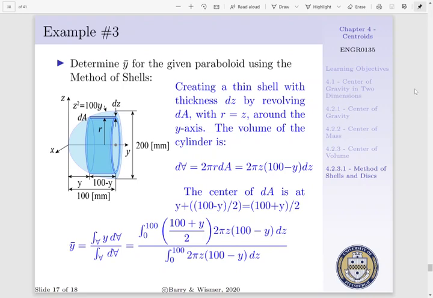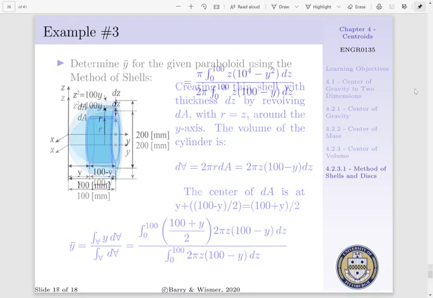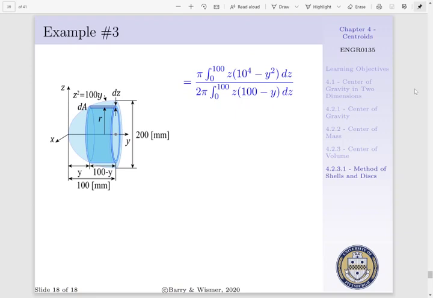Now, y bar is equal to the integral with respect to volume of y dV per the integral with respect to volume of dV. If we populate the numerator, we have the integral from 0 to 100 of y, which is expressed as 100 plus y per 2, times 2 pi z times the quantity 100 minus y dz. And this is per the integral from 0 to 100 of 2 pi z times the quantity 100 minus y dz. This is equal to pi times the integral from 0 to 100 of z times the quantity 10 to the 4th minus y squared dz per 2 pi times the integral from 0 to 100 of z times the quantity 100 minus y dz.